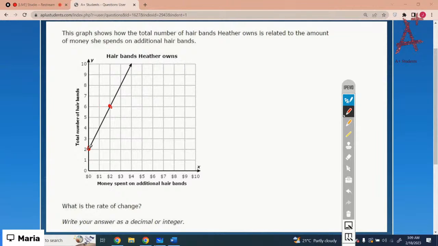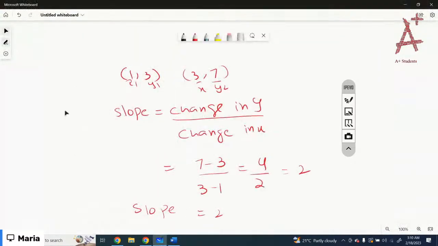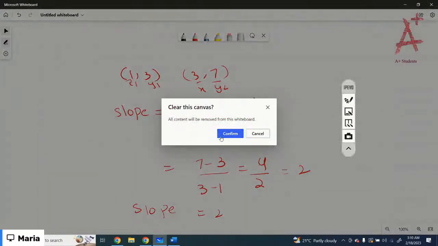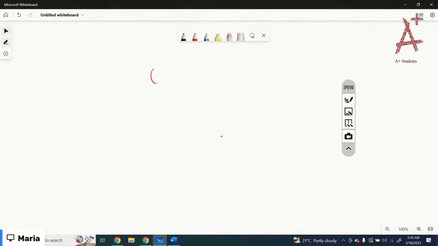So the coordinates for the points are, this one is x is 0, y is 2, and here x is 2 and y is 6. So these are the 2 points I'm going to use and calculate the rate of change. Got it? 0, 2 and 2, 6. So let's just start.